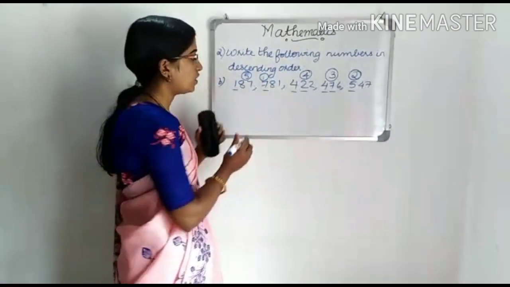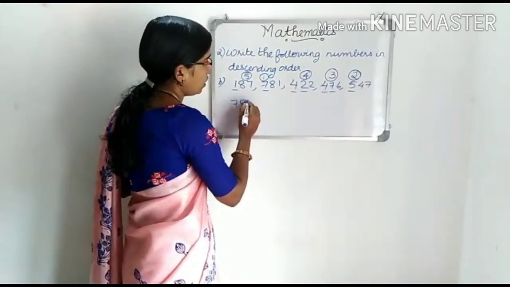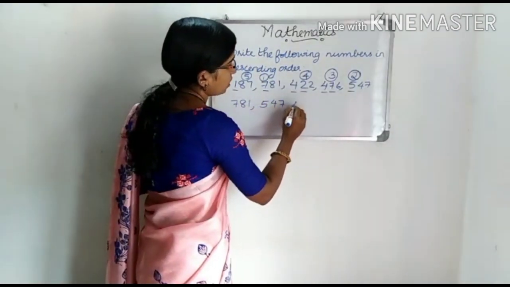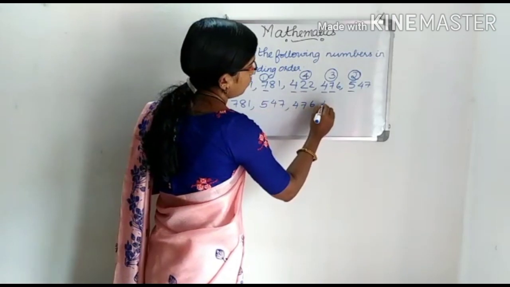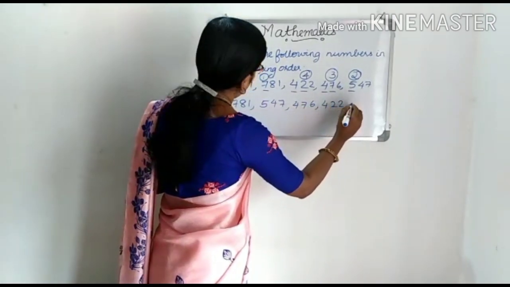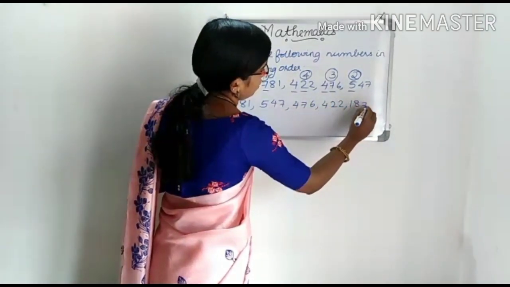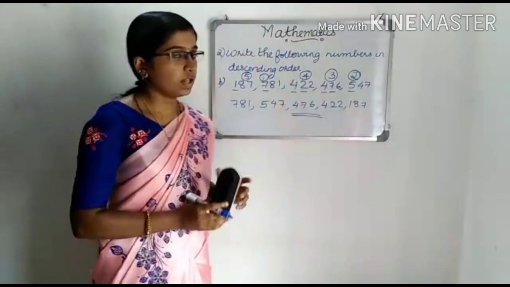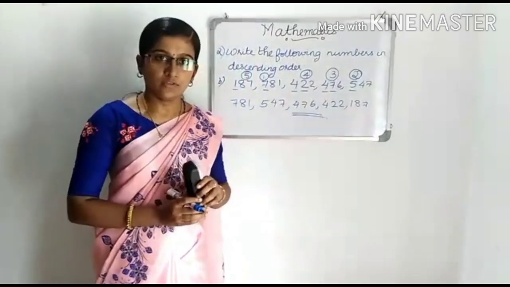So we can write the descending order as 781, then 547, 476, 422 and 187. Like this way we can write the descending order. Is it clear for you, children?